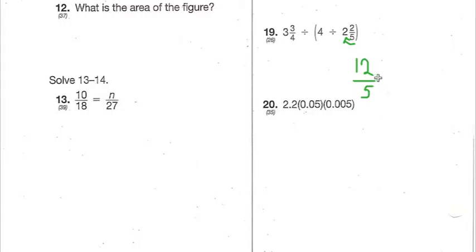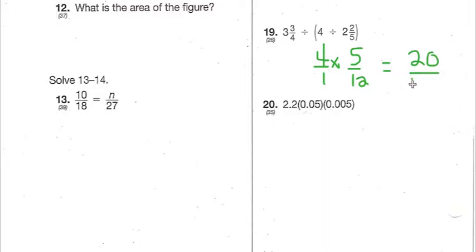So 12 over 5 inverted is 5 over 12. Since we're dividing by fractions, we're really inverting and multiplying. So we have 4 over 1 times 5 over 12. 4 times 5 is 20. 1 times 12 is 12. We have 20 over 12 so far. And now we're done with the parentheses.